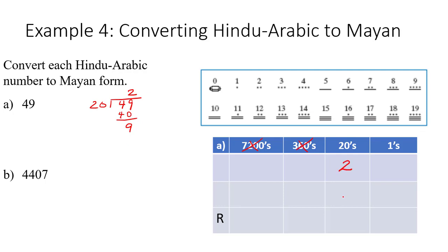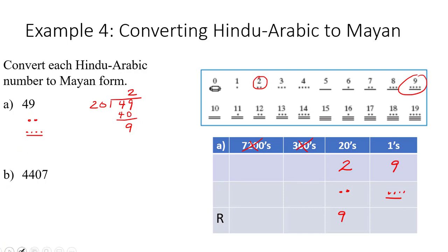I'm needing 2 20s. So I'm going to use the digit 2, and then my remainder was 9. So out of the ones place, I have to build the 9. So I'm going to use the digit 9. Okay, but in Mayan, we stack them biggest at the top, down to smallest at the bottom. So we're going to have the digit for 2, and then we're going to have the digit for 9. So this would be the number 49.